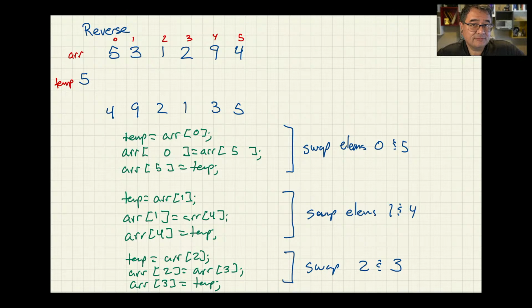So are we done at this point? Have we reversed the entire array, or do we have to keep going? Yeah, we've reversed the whole array. So we actually don't need to run the loop from beginning to end. We only have to run the loop from beginning to halfway through. You can see I had 6 elements in my array, but I only had to do 3 swaps. So my guess would be if I had 8 elements in the array, I only have to do 4 swaps. If I have 100 elements in the array, I only have to do 50 swaps.